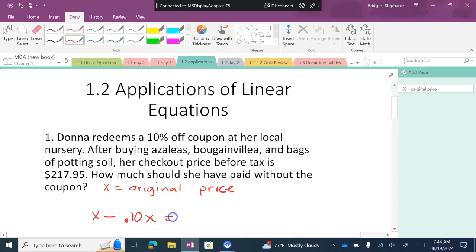And then that is going to result in what I actually pay. So your original price minus your discount is going to give you what you pay. In this case, I don't know how much my discount is. I know it's 10% of the original price. I just don't know how much it is. Okay, so then it's going to equal what we actually paid, which is $217.95. And if you don't have a calculator, you're probably going to want one because several of these are going to have decimals. So if you need to come grab a calculator, let's do that real quick.